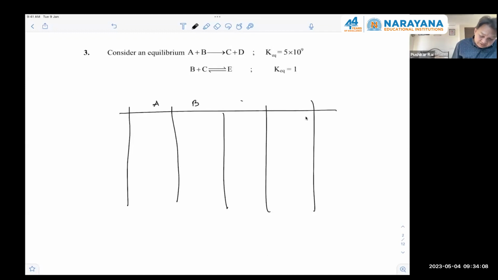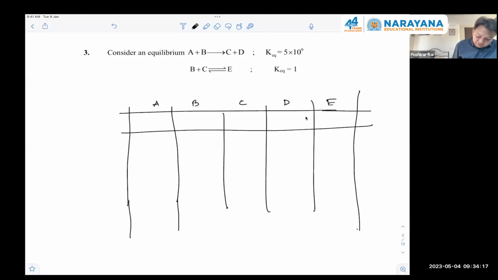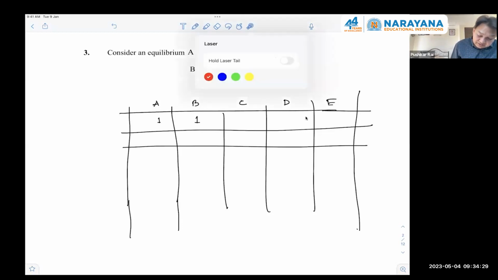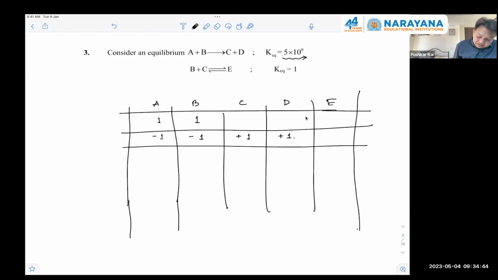A, B, C, D, and E. Since it is simultaneous equilibrium, it is easy to trace it when you have these types of columns. I have initial amount of A was 1 and B was also 1 mole per liter. I will assume that this equilibrium constant is very large, which is telling me that this reaction goes completely in the forward direction. So I will take it as -1, -1, and add +1 and +1, and I will start my problem from here: 0, 0, 1, 1.